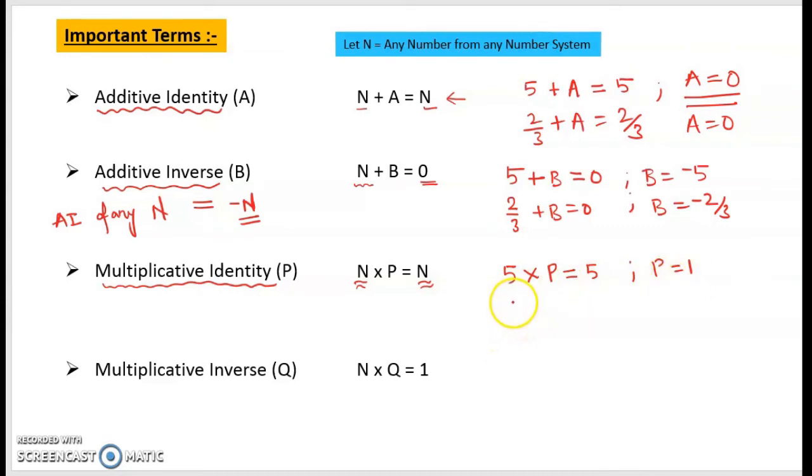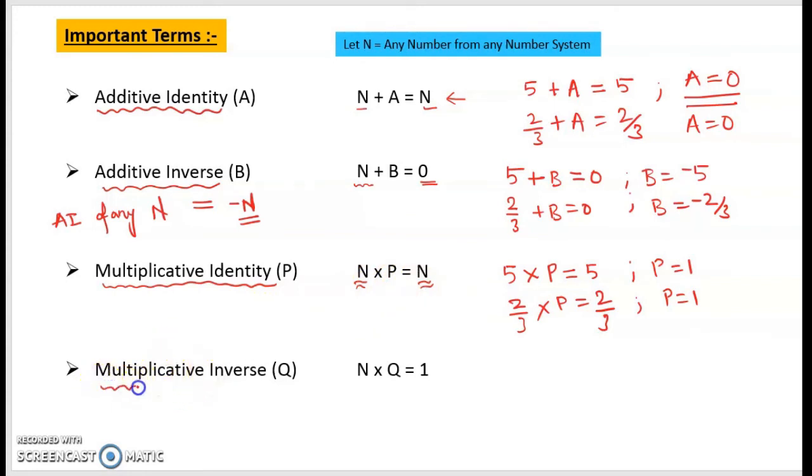Similarly, if you take any rational number like 2 by 3, so 2 by 3 into p should be equal to 2 by 3. Then p is multiplicative identity and p has to be equal to 1. So once again, multiplicative identity of any number is always 1, because by definition multiplicative identity is the number which when multiplied to the number always gives the same number.